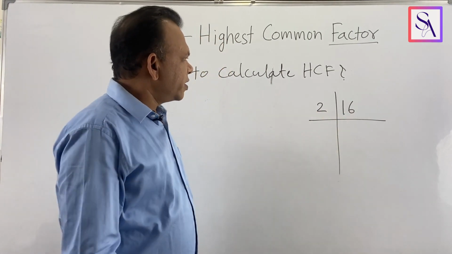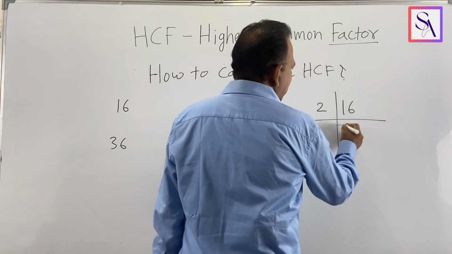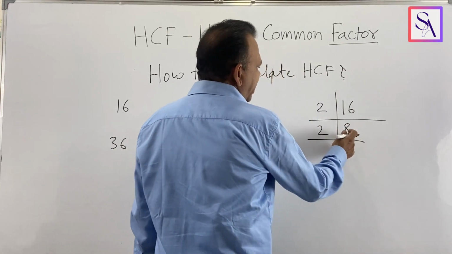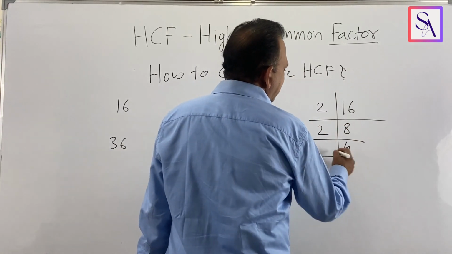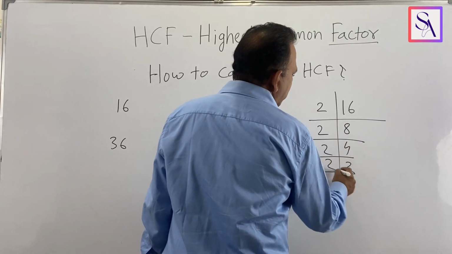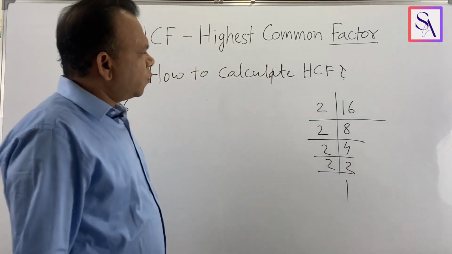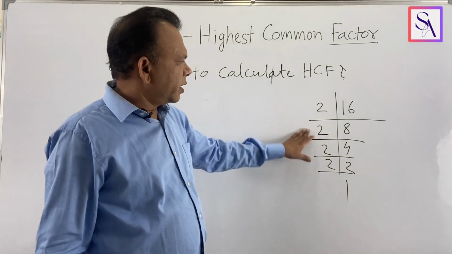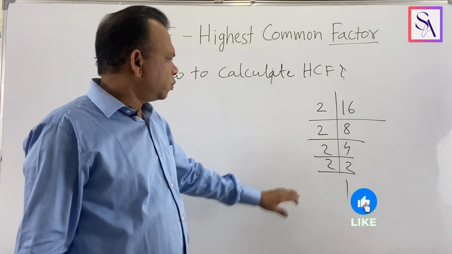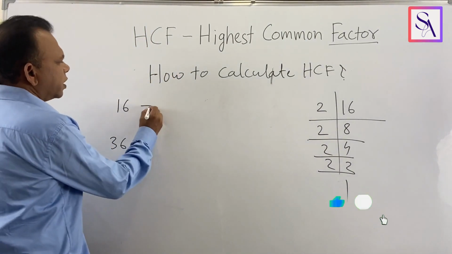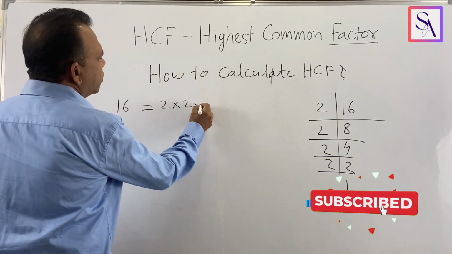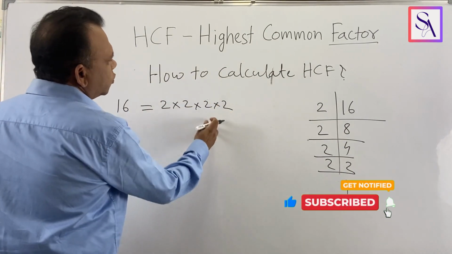So I can divide 16 by 2. 2 8s are 16. Again I can divide 8 by 2. 2 4s are 8. 2 2s are 4. 2 1s are 2. So we have got four 2s here. 2 2 2 2. So I can write these four 2s here: 2 into 2 into 2 into 2. So 2 2s are 4.